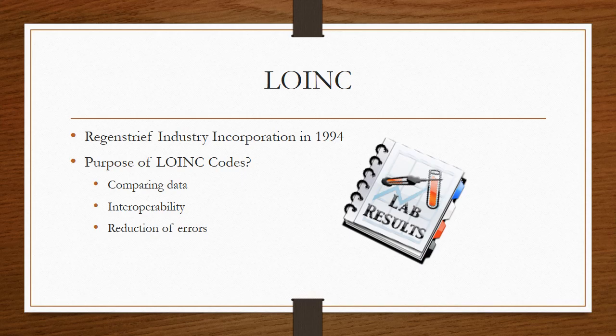LOINC codes are specifically used in lab settings. It codes the lab test, specimen, lab results, and more. One major benefit is that LOINC codes can reduce the need for extra, unnecessary lab tests, which leads to a reduced cost and better quality of care because it reduces the stress of the patient.